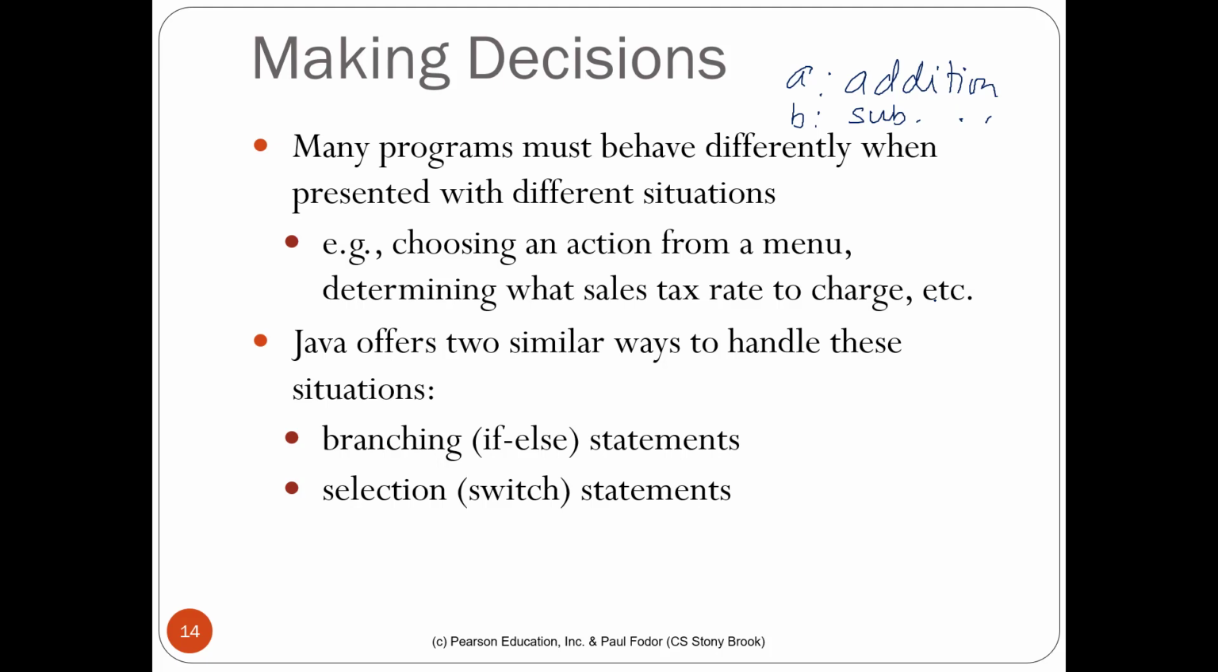Now Java has some statements which will help us in dealing with these scenarios. We can have these decision making capabilities by using some statements, and they fall in two categories: branching and selection. For branching we have the if else statement, and for selection we use the switch statement. So we'll learn about these statements today: the if statement, the if else statement, and the switch statement. Branching can be done either using just the if statement, or you can use if and else together. So there are two options available for branching. The if is one-way branching, whereas the if else is two-way branching. And then we have selection using switch statements.